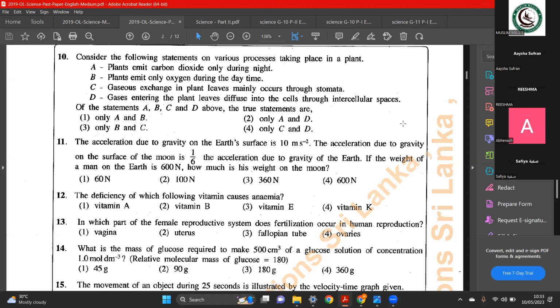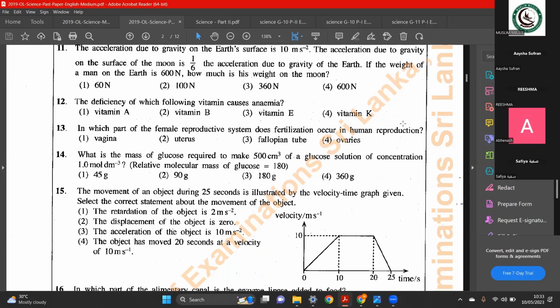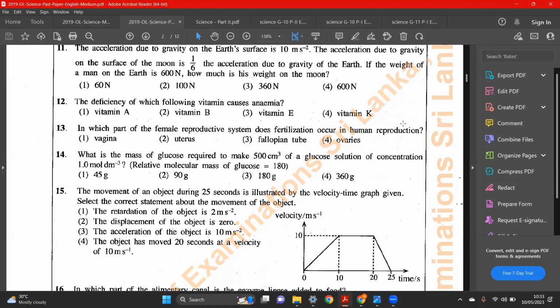All right, so moving on to the 11th one. The acceleration due to gravity on the Earth's surface is 10. The acceleration due to gravity on the surface of the moon is 1/6 of that. This is a very common question. If the weight of a man on Earth is 600, how much is his weight on the moon?